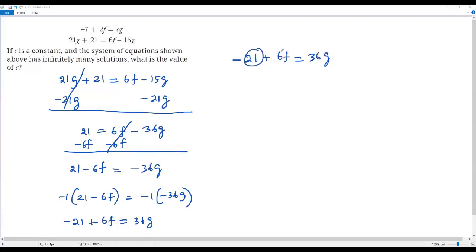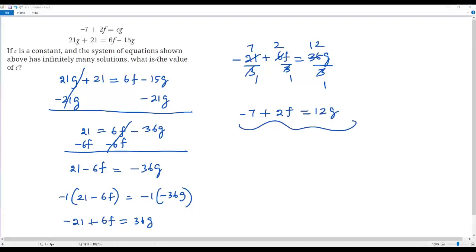Everything, 21, 6, 36, is a multiple of 3, so we can divide everything by 3. Let's divide each term by 3. 3 goes into 21 seven times, 3 goes into 6 twice, and 3 goes into 36 twelve times. So I get -7 + 2f = 12g. Now it is exactly in the form of the first equation.